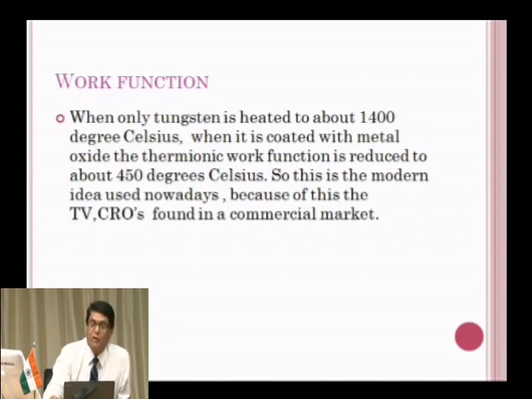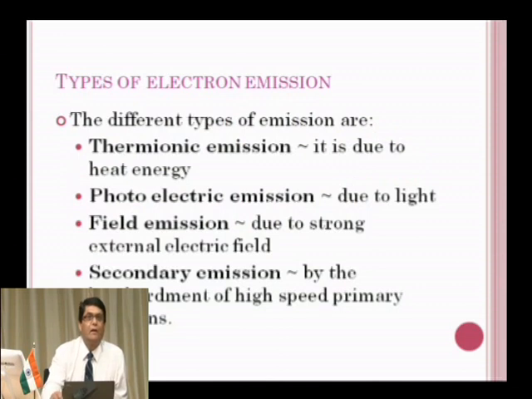This is one of the modern concepts which has been used so that televisions and the cathode oscilloscope could be marketed. Television was invented almost 80-90 years back, and they found it very difficult to market it because of the work function. Once research was conducted to reduce the thermionic work function, it became possible to market these TVs nowadays.